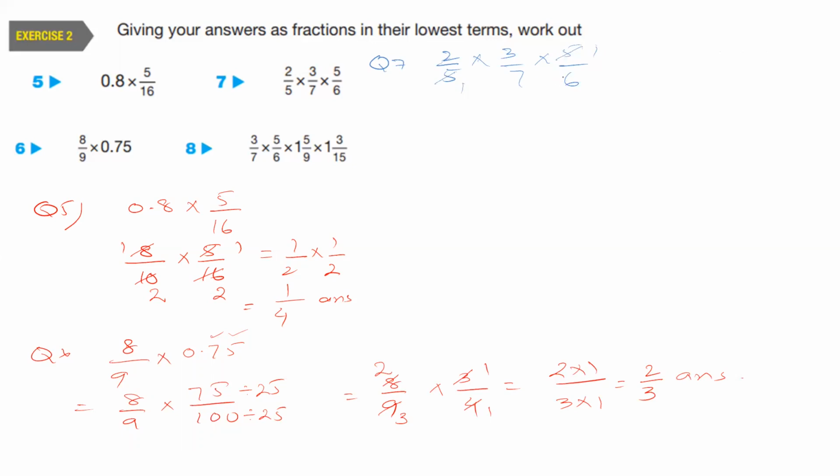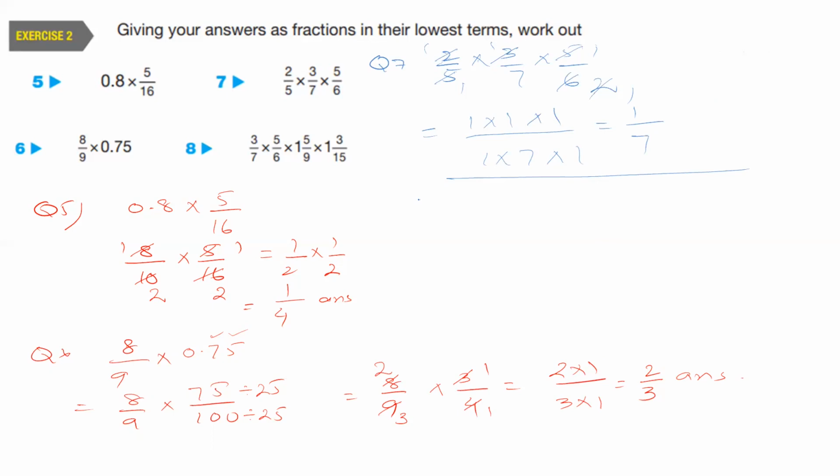Again, we find out 6 is divisible by 3 or 2. We can take any one. So we take 3. 3 times 1 is 3. 3 times 2 is 6. And again we have 2 times 1 is 2. 2 times 1 is 2. So we are left with 1 times 1 times 1. And down here we have 1 times 7 times 1. So again we got only 1 upon 7 here. This is the answer for question number 7.